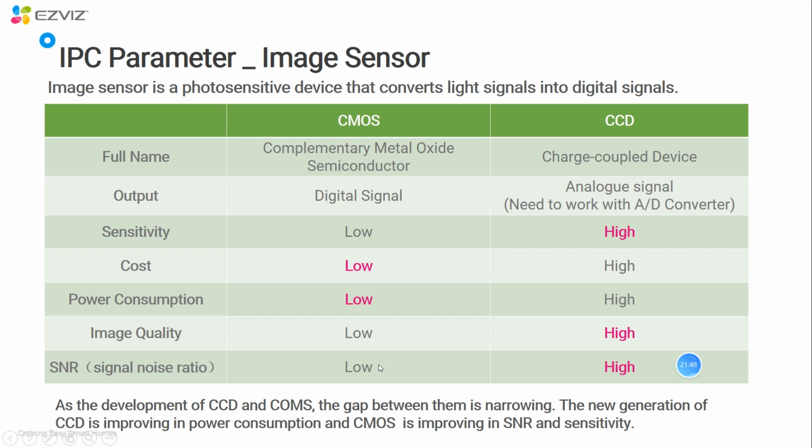As CCD and CMOS develop, the gap between them is narrowing. The new generation of CCD is improving in power consumption, and CMOS is improving in the signal noise ratio and sensitivity. For the EZVIZ product, we use the CMOS sensor.